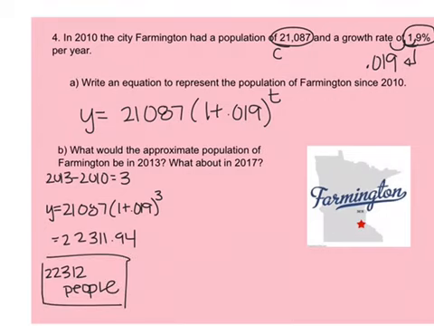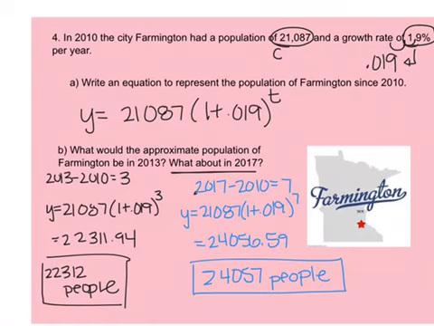So I want you to go ahead and try to figure out how many people there'll be in 2017. Pause the video, try it on your own, and then come back and check your answer. So when I did this, you have to subtract your years to figure out how much time has gone by. Put that in for our exponent. And then again, you can't have 0.59 people, so we have to round up to the nearest whole person. I got 24,057. If you didn't get that, please come check with me before moving on to the next problem.